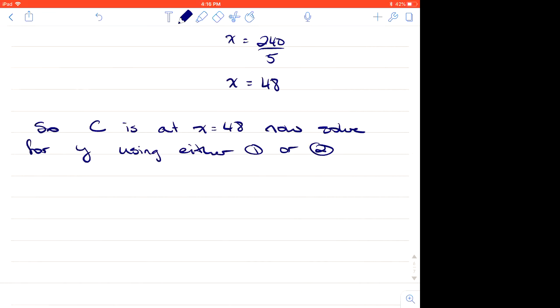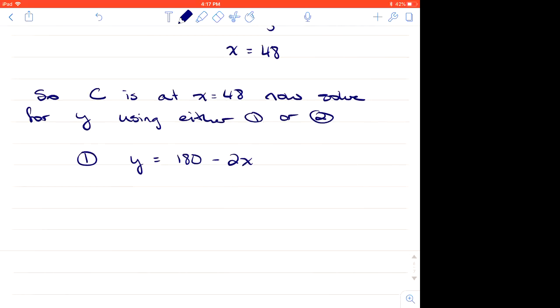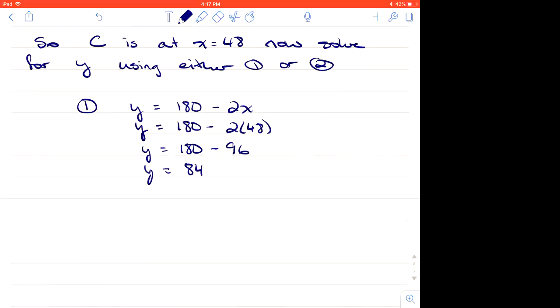Would you always have to use one and the other? No, it'll be true for both, because the point of intersection is the only point where they're equal to each other. So from equation 1, y equals 180 minus 2x. We have y is 180 minus 2 times 48. 180 minus 96. All that to say that C must be at 48, 84.